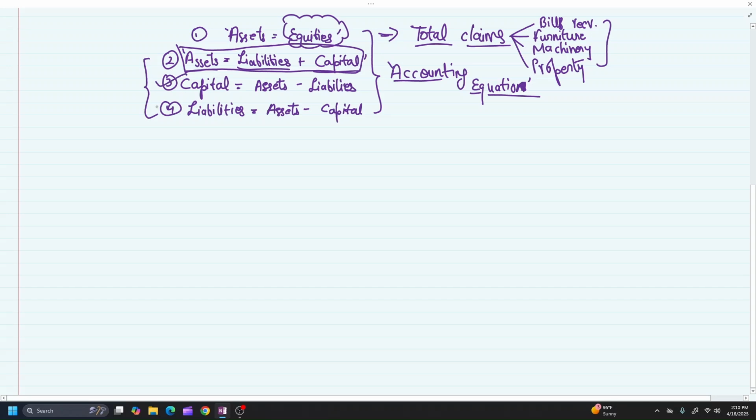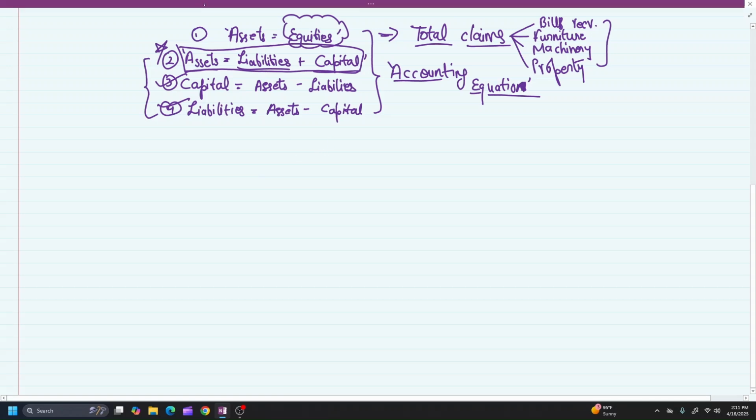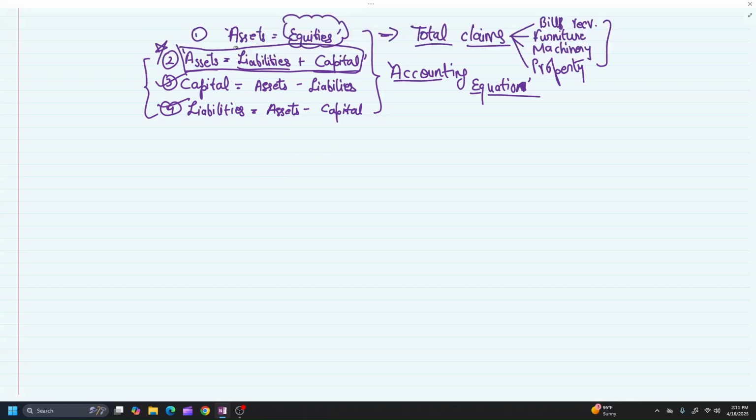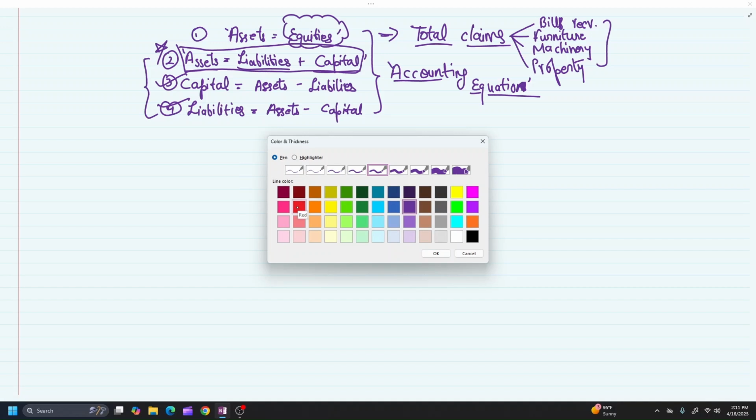Because 3 and 4 are just the extension of your second formula. And the second formula is the one I recommend you to study and learn. Okay? Now, let's talk more about the accounting equation to understand it in detail.